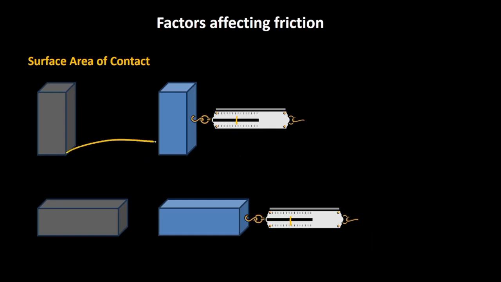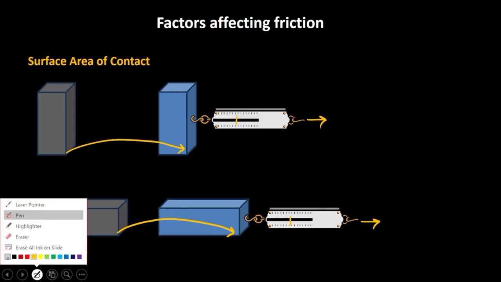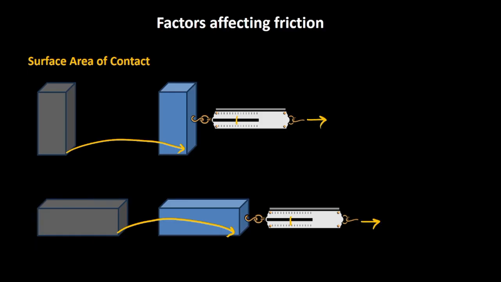Let's say I'm displacing both these boxes by the same amount, and I'm noting down what is the reading in the spring balance. So we will find out that the reading in the spring balance is the same in both these situations. Let's say the reading in the balance is 50 in this situation. It's also 50 in this situation. So the reading in the balance is actually telling us about the frictional force, because the frictional force is the one that is opposing this motion.